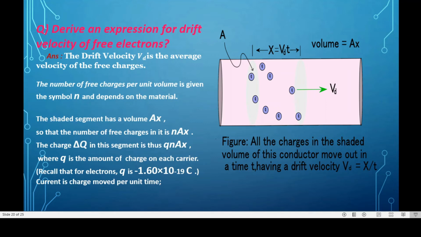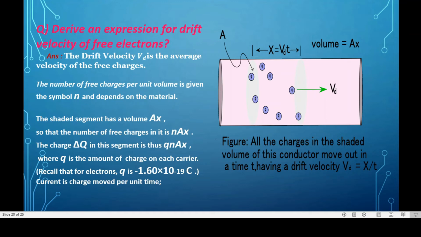Observe the figure carefully. We know that the drift velocity is the average velocity of the free charges. Look at the diagram carefully. Let the number of free charges per unit volume be given the symbol n, and it depends on the material. Here the shaded segment has a volume A times x. Here, what is x? x is equal to Vd into time, that is, velocity into time.